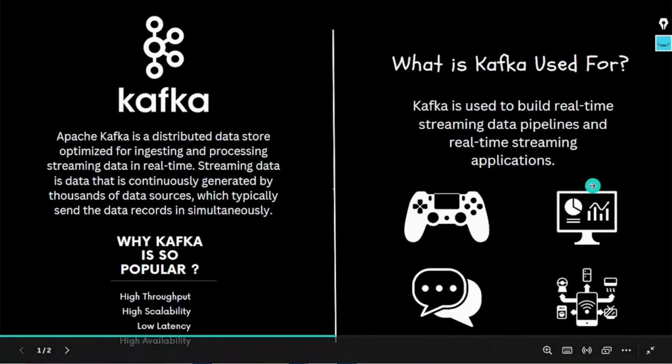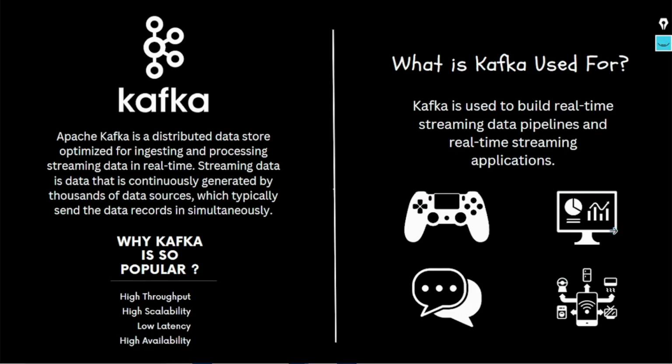It can be used with real-time stock data, so it can give us market change information in real time. And it's also used in messaging apps that work instantly, for example, WhatsApp or Discord and these kinds of things. These are just a few of the examples, but anywhere you need real-time streaming data, Kafka can be used.